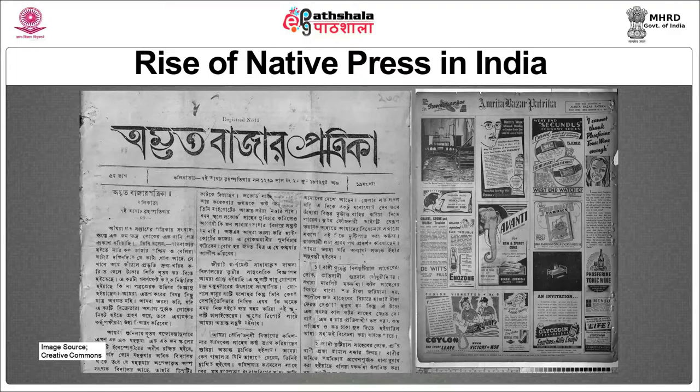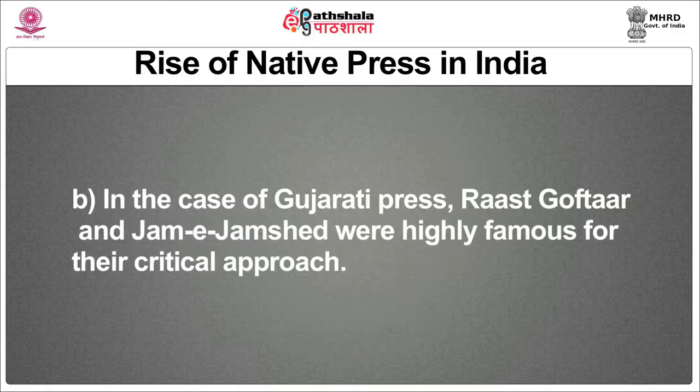Given below is a list of newspapers which were affected by the British policies for the vernacular press. In the case of the Bengali press, the Anand Bazar Patrika, started by Sri Mrinal Kanti Ghosh, enjoyed the largest circulation for any daily newspaper in any language. The Bengali Weekly and the Atmasakti were started in 1923 as associate publications with the Forward, but were shut down in 1929 due to the heavy damages awarded by the High Court against them for publishing defamatory statements about the East India Railway. In the case of the Gujarati press, Ras Guftar and Jami Jamshed were highly famous for their critical approach.